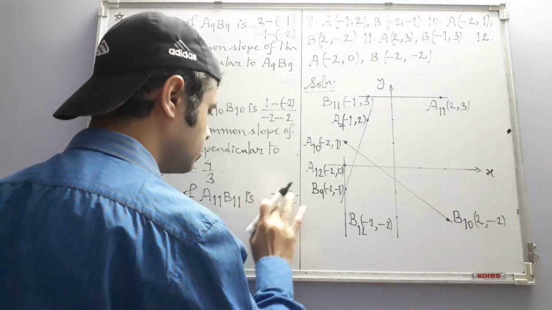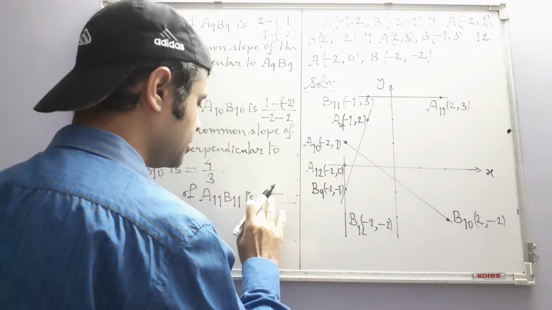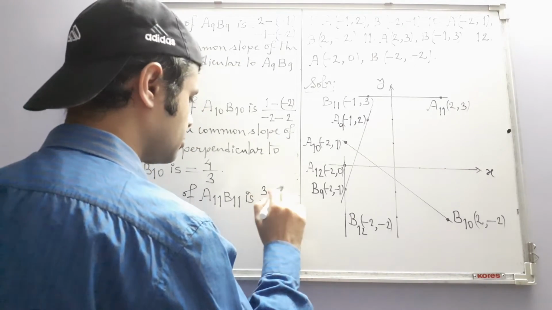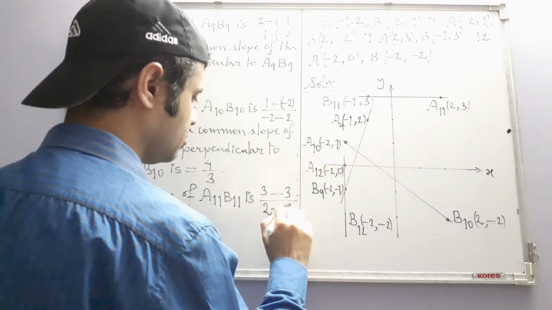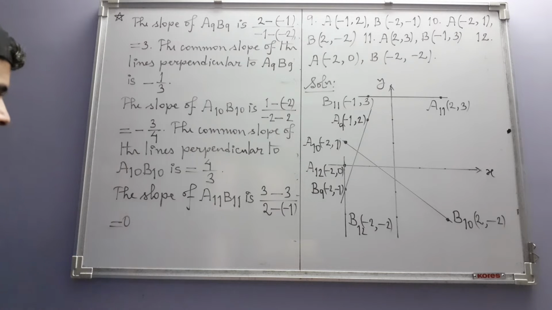Oh, sorry. See, we say something and something else goes on in our mind. 3 minus 3 divided by 2 minus -1 equal to 0.